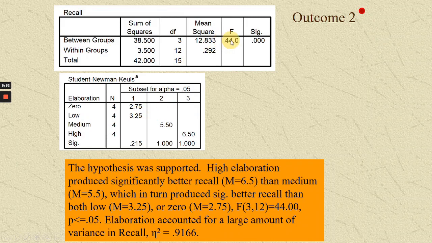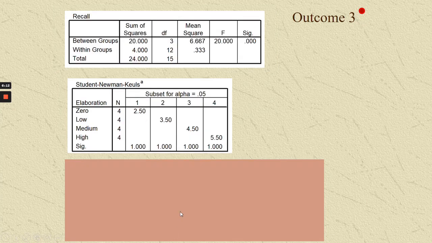And then I summarize F. F with 3 and 12 degrees of freedom is equal to 44. It's significant. The effect size sentence, elaboration, my independent variable, accounted for a large amount of variance in recall, my dependent variable, and then I give my eta squared. All right, outcome 3. Go ahead, pause it, work that out, and then you can start it again.